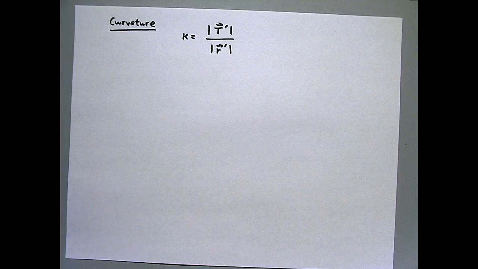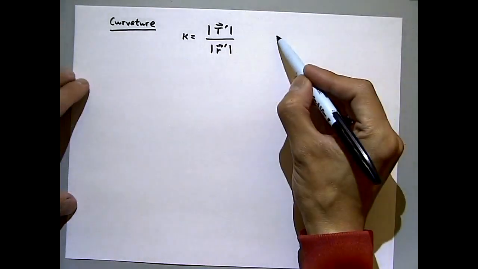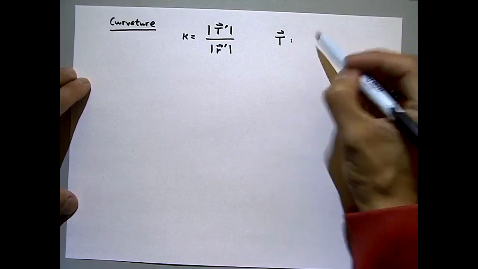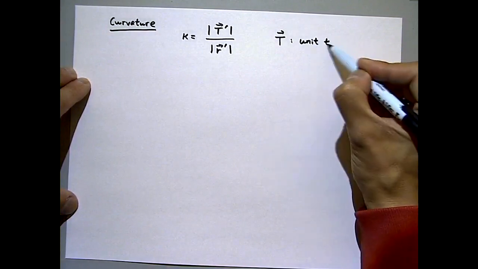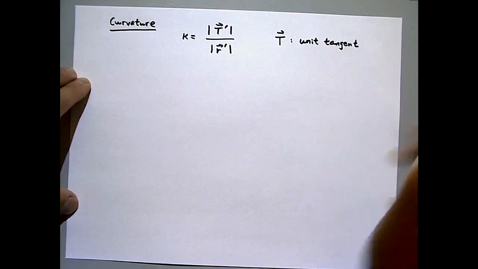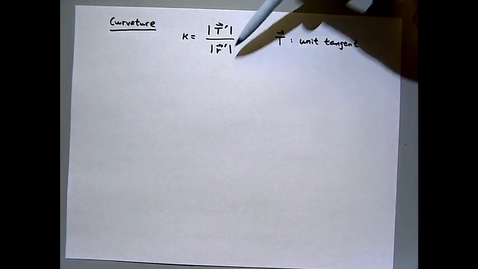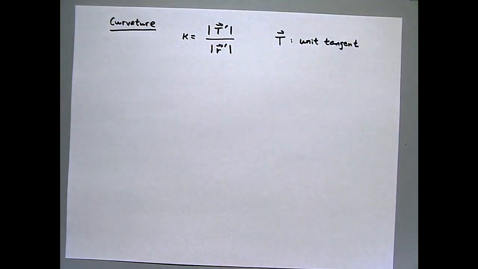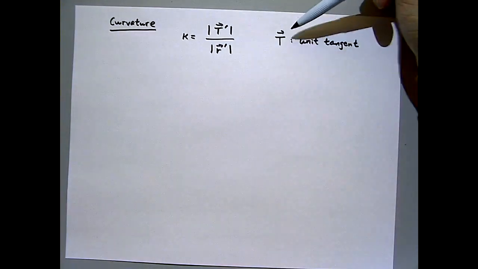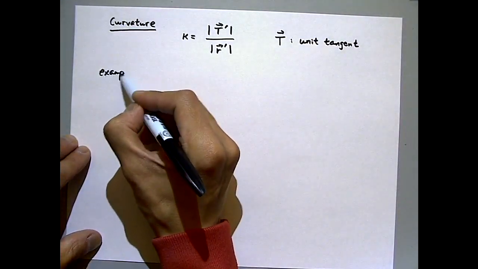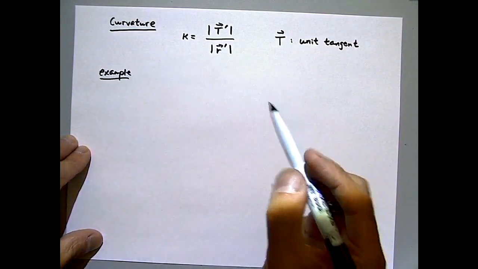What is T? What's capital T? It's a unit vector. What? Tangent, unit tangent. Okay, so given a space curve, we need a unit tangent, and then we need r prime. R prime is what you would need to find the unit tangent in the first place. So it really boils down to finding that. Okay, example. We'll look at spring 14, number 10.